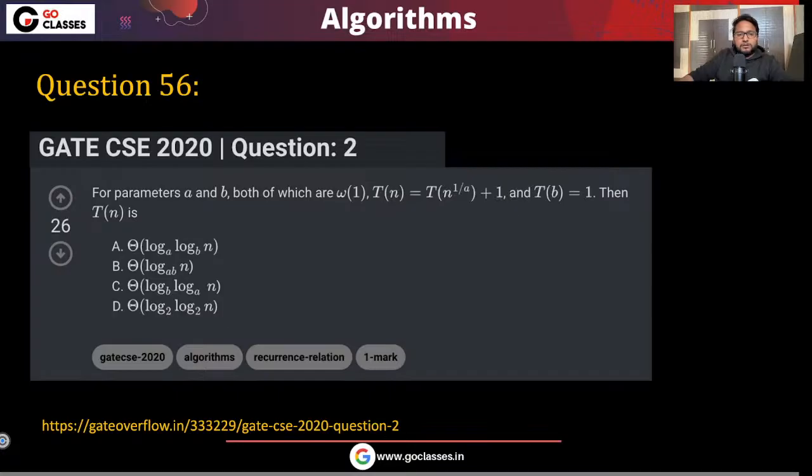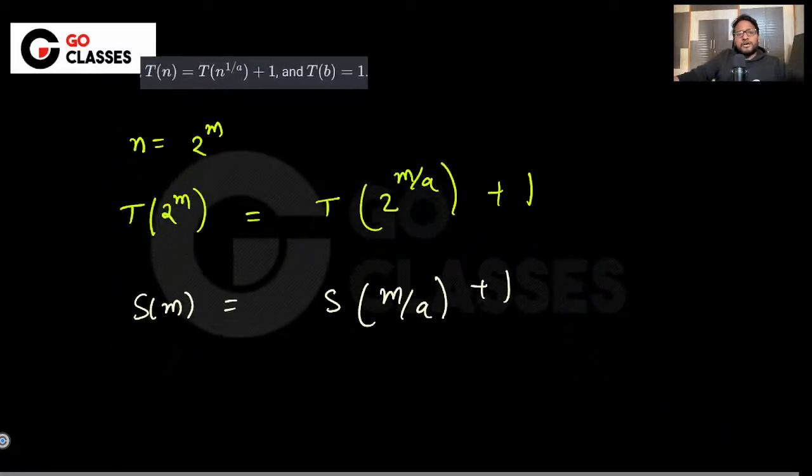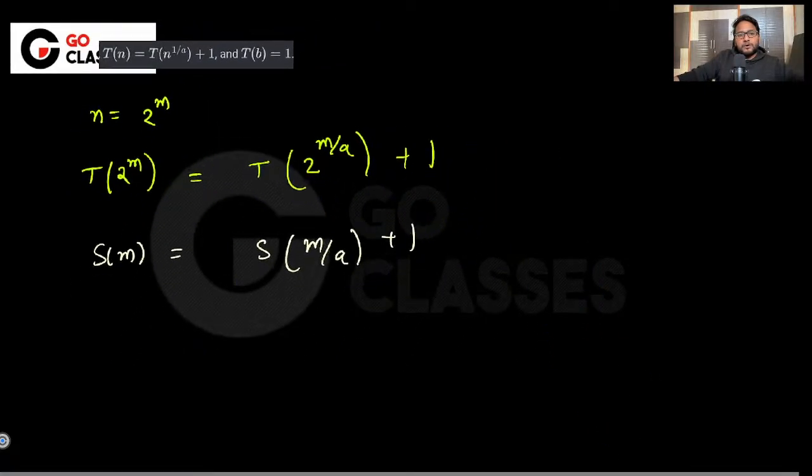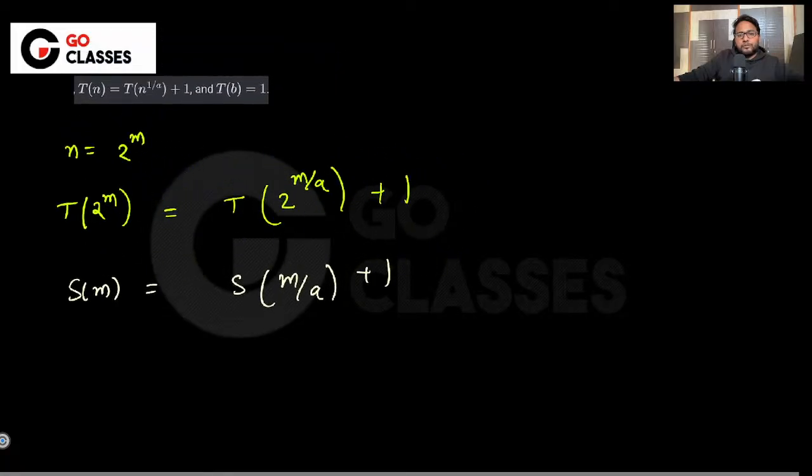Okay, so see here, let's assume n to be 2 power m. So that's why it will be T of 2 power m equal to T of 2 power m by a plus 1, and then it will be S of m equal to S of m by a plus 1, isn't it? Let me know if that is fine to everyone. Okay, cool. So I hope that's okay.